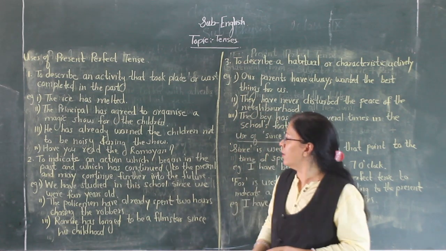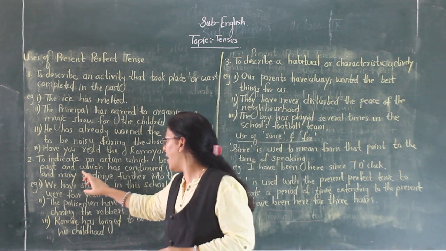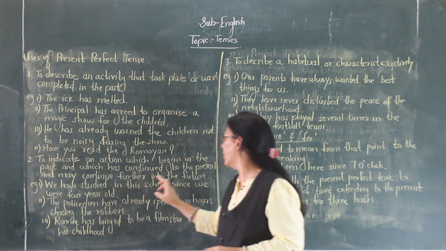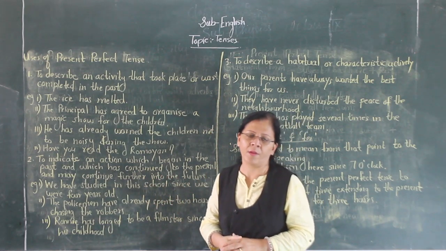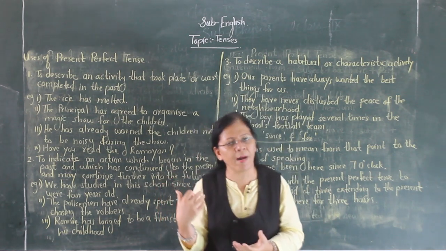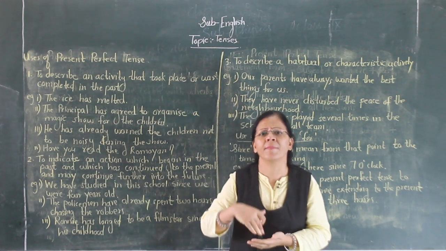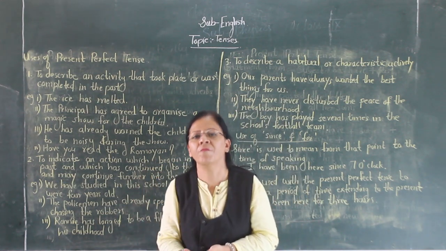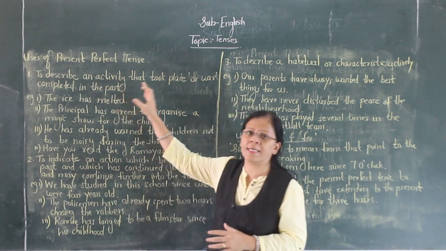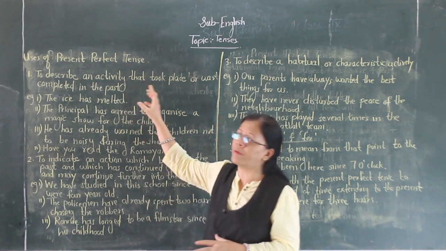So next use is to indicate an action which began in the past and which has continued to the present and may continue further into the future. So the activity or the action which began in the past, it continues still in the present and it may also continue in the future. For that, we use present perfect tense. So to describe such events, we use present perfect tense.